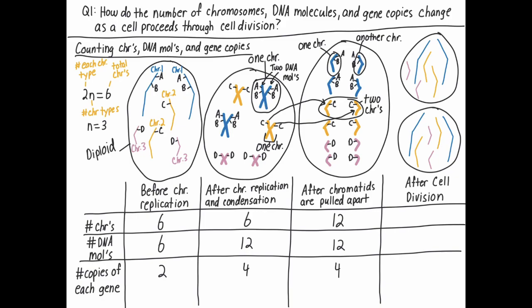After the cell splits, the 2 daughter cells now once again have 2 copies of each chromosome, for a total of 6. Each chromosome now only has 1 DNA molecule, so we have 6 DNA molecules as well, and we have 2 copies of each gene, which is what we started with.